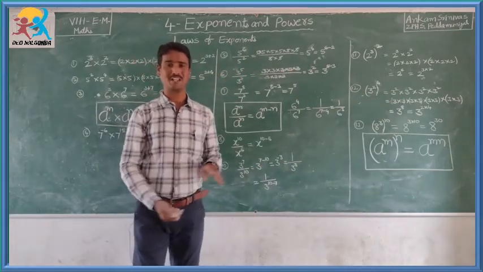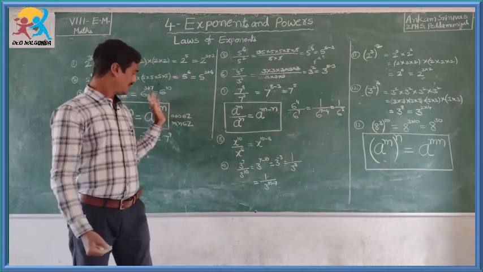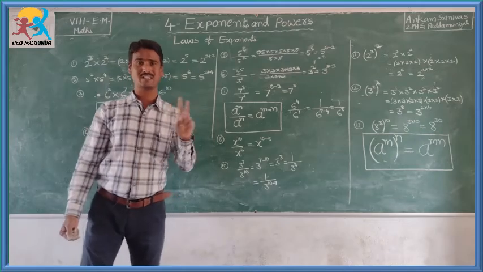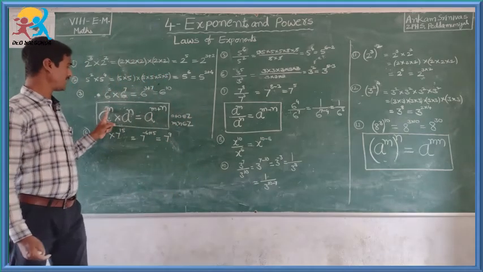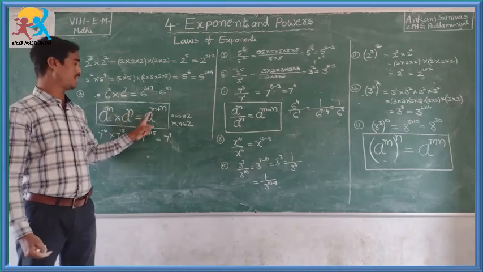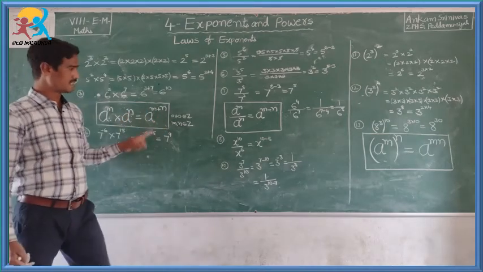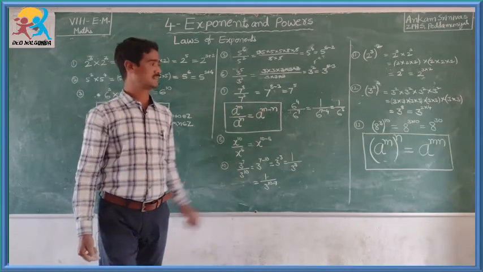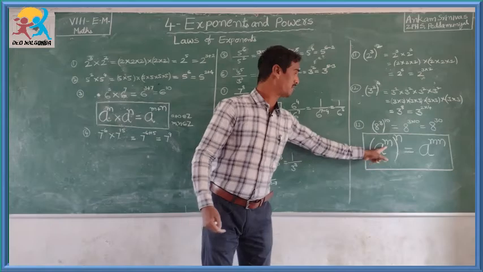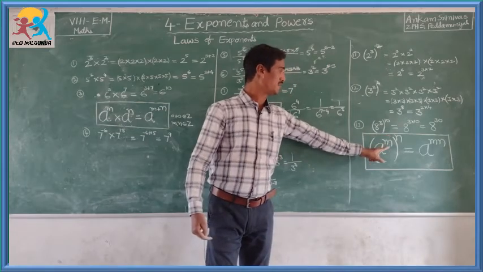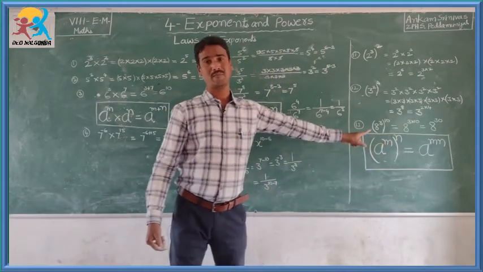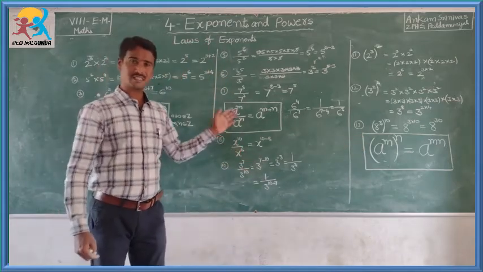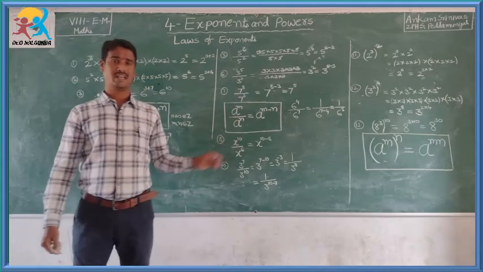So dear children, we have generated 3 formulas, 3 laws. First one, a power m into a power n equal to a power m plus n. Second one, a power m by a power n equal to a power m minus n. And third one, a power m whole power n equal to a power m n, that means m into n. Let's discuss some more laws of exponent.